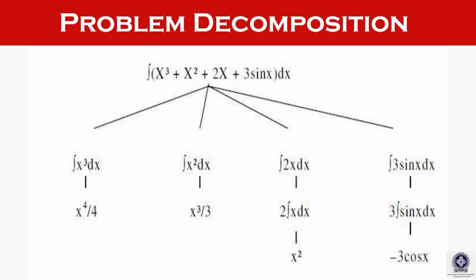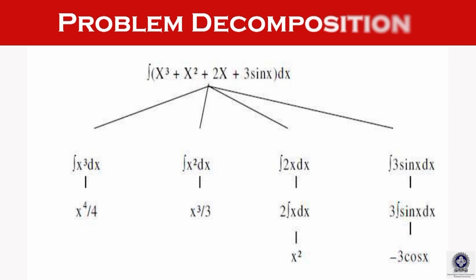Then we have to solve the integration of 2x dx, and finally we will get x to the power 2. Next we integrate 3 sin x dx, and finally we will get minus 3 cos x. This problem can be solved by breaking it into smaller problems, each of which we can solve using a small collection of specific rules. Using this technique of problem decomposition, we can solve very large problems very easily. This can be considered an intelligent behavior.